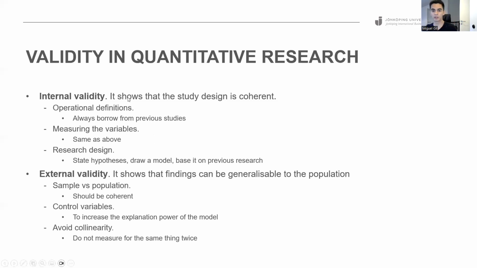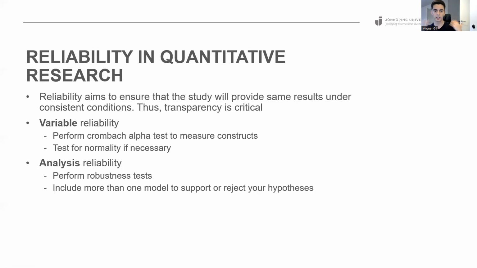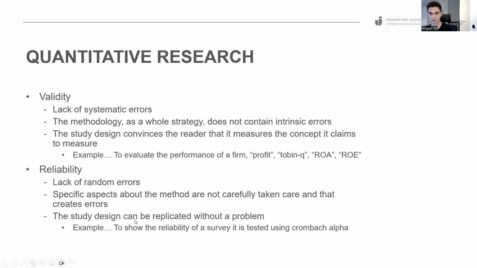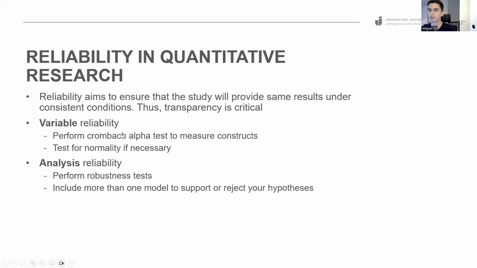So far we have discussed validity in two kinds of dimensions, internal and external. Now let's discuss reliability. And reliability, as we learned in this slide, aims to convince the reader that if we replicate what we have done, we will get the same results. So keep that in mind. If your study is reliable, you will duplicate it and it will be the same thing, the same results.